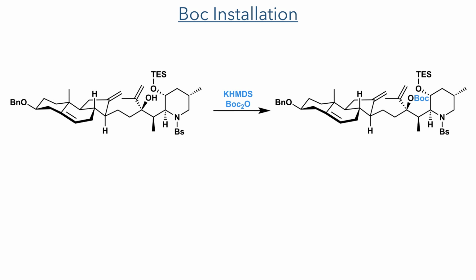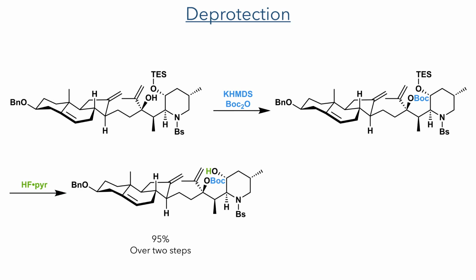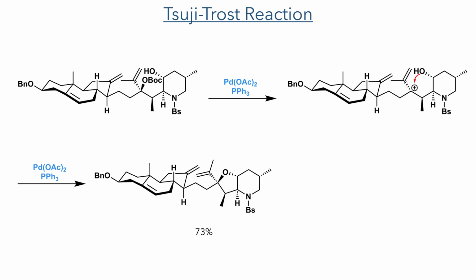In anticipation of a Tsuji-Trost reaction, the hydroxyl group was then Boc protected using Boc anhydride and potassium HMDS, and the TES group was removed using HF in pyridine. This formed the target compound at a 95% yield over 2 steps. With this complete, they could then carry out the Tsuji-Trost reaction.